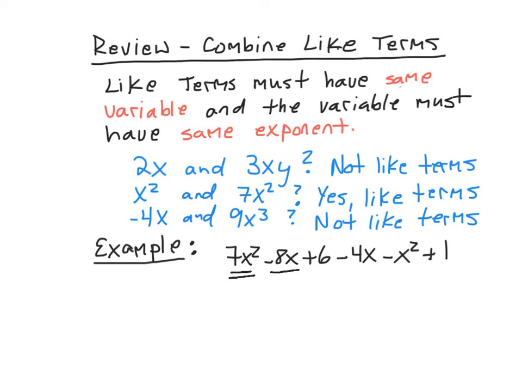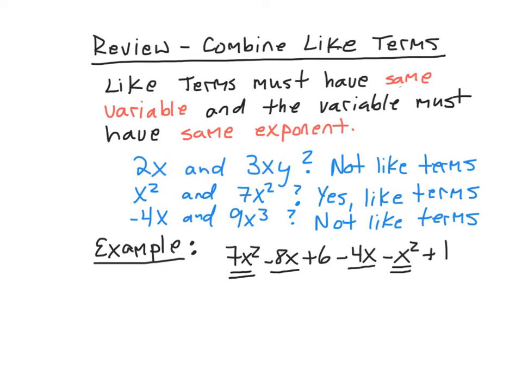Now I go to 6. Well, there's no variable with a power, so I don't underline at all. I just leave it. I go to negative 4x. Okay, again, power of 1, so I underline once. And now I move over to the negative x squared. Well, like the first term, that has power of 2, so I underline twice.